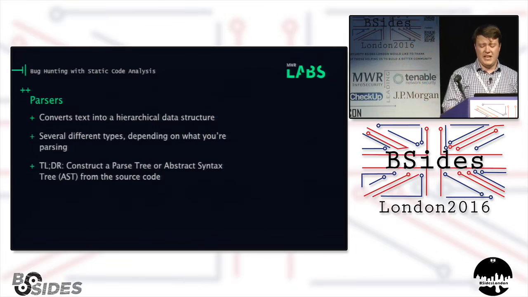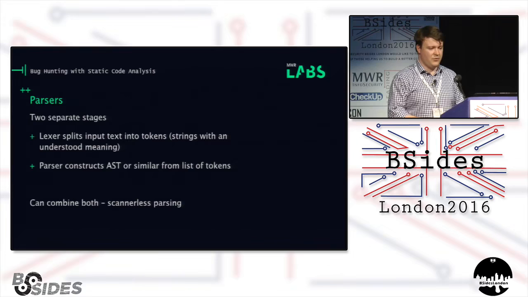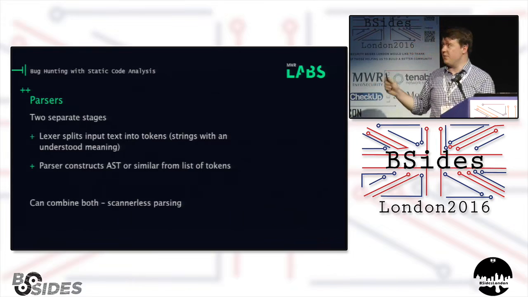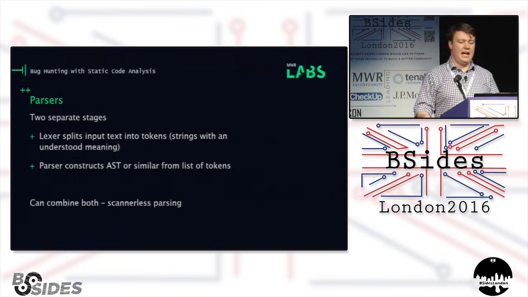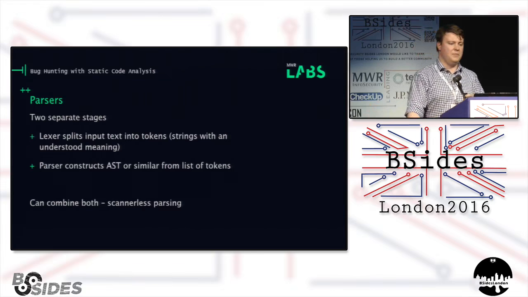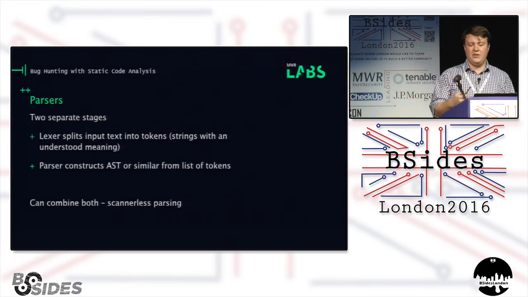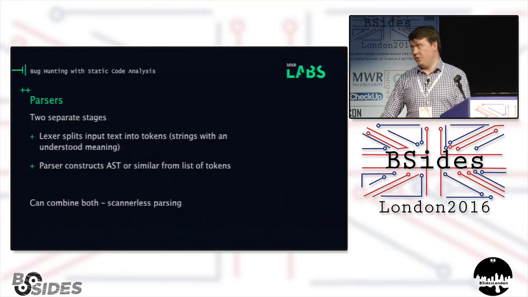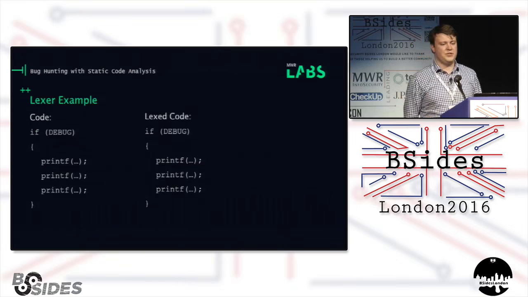There are several different types of parsers. I'm not really going to go into the detail there. It's not terribly relevant for this. The one thing to say, though, is that most parsers operate in 2 separate stages, so you have something that chops your input up into the tokens, or strings with an understood meaning, so your keywords in your language or your braces or your variables or what have you. And then once you've finished lexing your input, you then run a parser over it in order to construct your tree of some description. You can combine both. It's not usually done for programming languages.